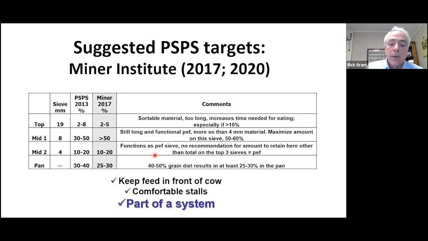And to get there, it has to be part of a system. I always forget to bring that up. This doesn't work too well, I don't think, if you're grossly overcrowded and the cow can't get to the bunk when she wants to. So it's part of a system. You need to put that in there.